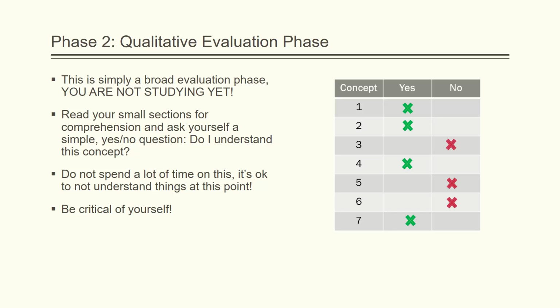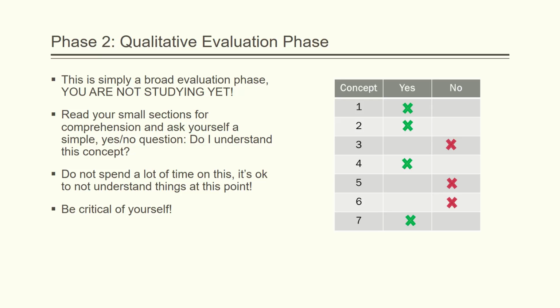So what we want to do is take our small sections and then just line them up and read through each one of them. We're not rereading, we're just going to read through every section once, and at the end of that section we're going to ask ourselves a simple yes/no question. Do I understand it? Not am I ready to take a test on it, simply do I understand it? Does this concept make sense as I read it?